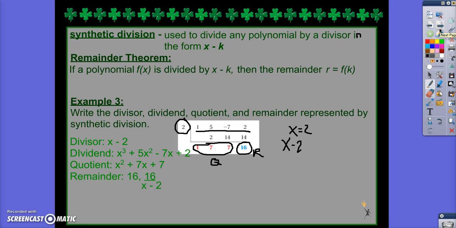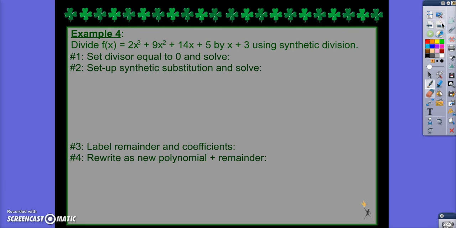Now, let's actually try a problem, last example here. I'm actually dividing using synthetic division, and I have all the little rules set up for you to help you out. Step 1, set divisor equal to 0 and solve. So I'll do that over here. Take x plus 3 equal to 0. Subtract 3 from both sides, x equals negative 3. So that's step 1. So our negative 3, we set equal to 0, goes out front. Draw your synthetic box.